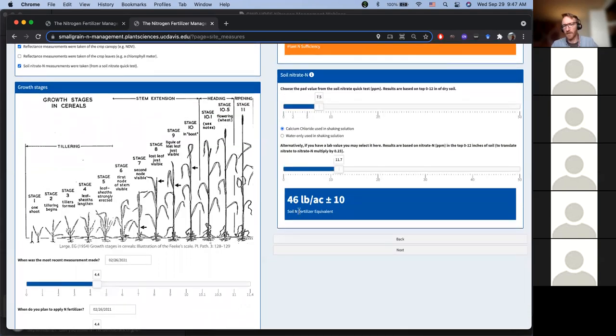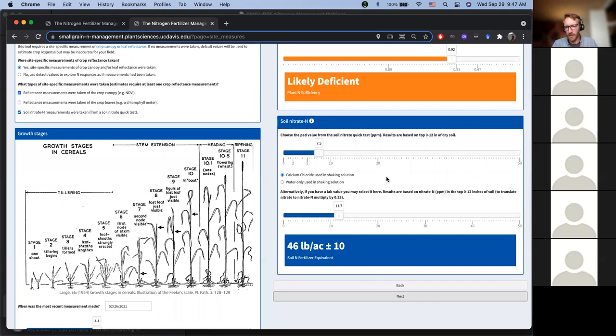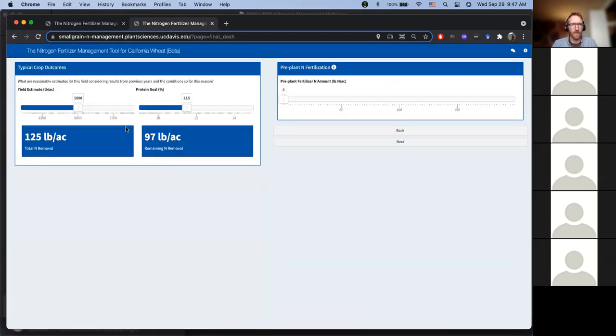So you've got 46 pounds in the bank with some likely deficiency. So we're probably going to have to add something. The question is how much? And that's going to depend on our yield estimate. Again, we were at 6,500, but now we're down to 5,500. Protein's 11.5, so that's all good. And pre-plant, there was 0. We didn't add anything pre-plant.